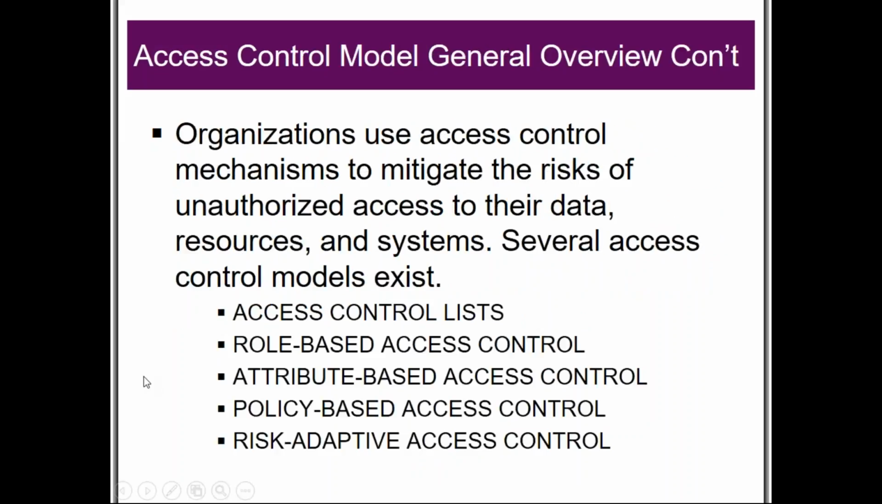So with the access control model, organizations use access control mechanisms in order to mitigate the risk of unauthorized access to their data, their resources, and their systems. Several access control models exist. Now, before I get into them, I want to tell you that their corresponding access control mechanisms, or the concrete implementations of those access control models, can take several forms, and I'll talk about those. They also involve varying degrees of complexity that I'll talk about as well.